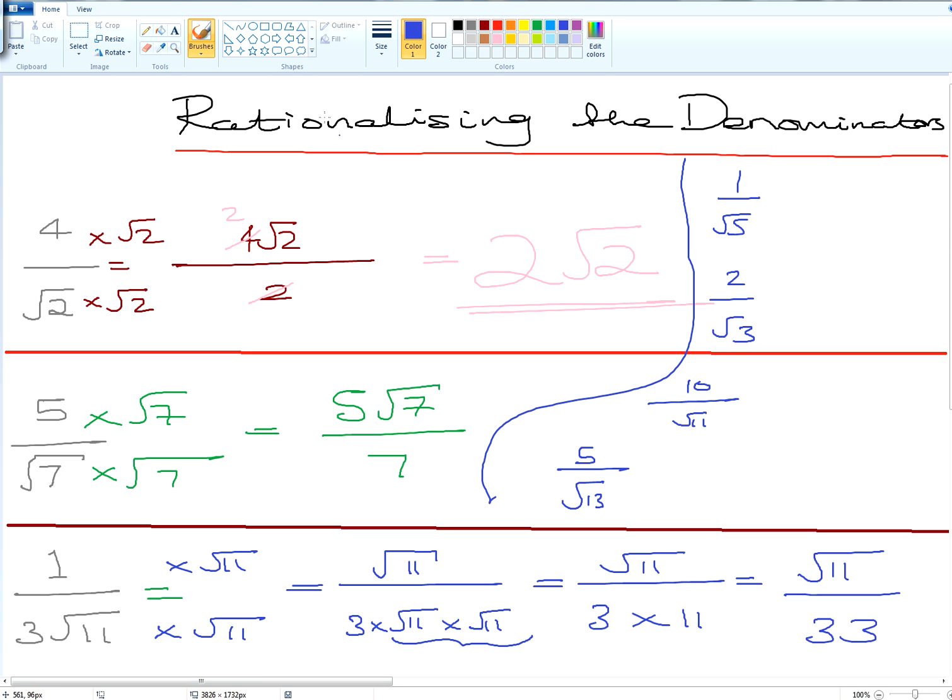Who's doing the first question? So times that by root 5. Times that by root 5. That gives you root 5 over 5. Because don't forget, a root times a root is the number inside. So times this one by root 3. Times this one by root 3. That gives you what? 2 root 3 over 3. Nice. 2 questions already done easily and quickly.